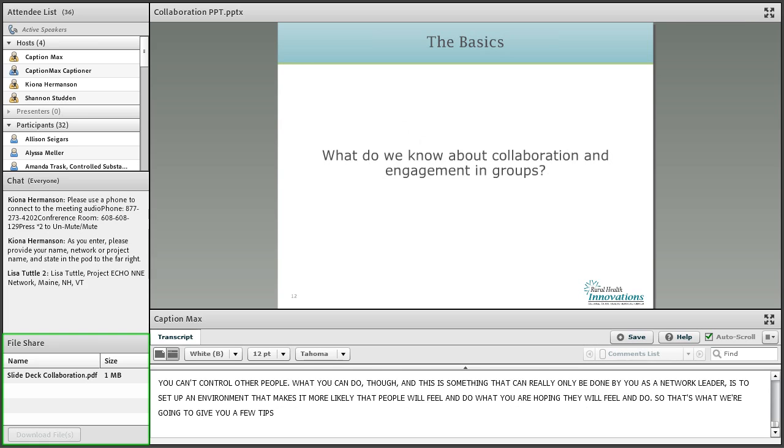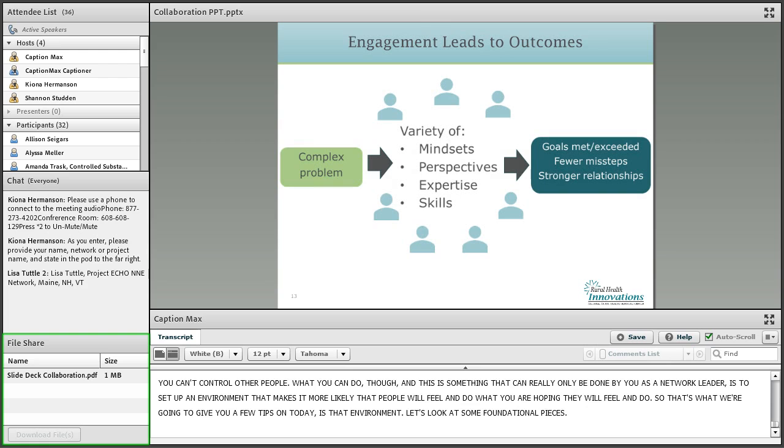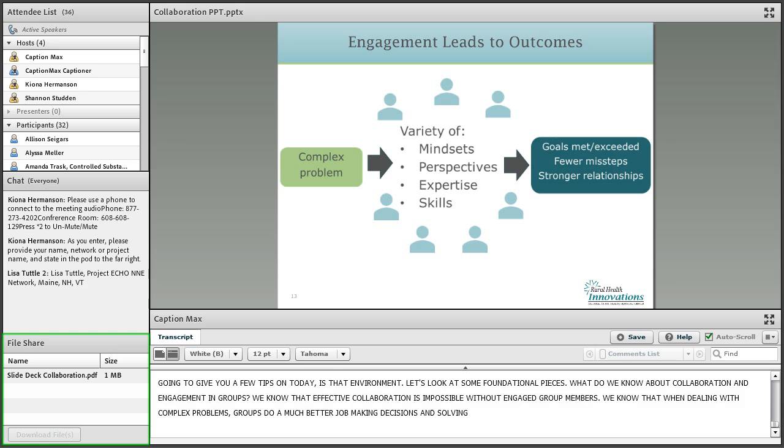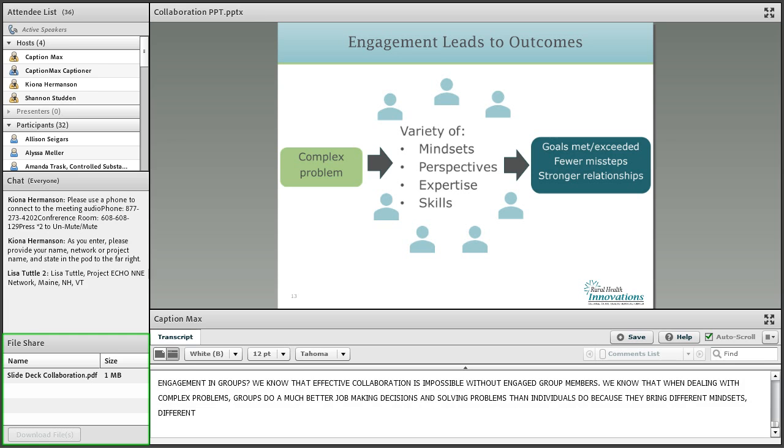We're going to go over some strategies today for influencing people outside of a formal leadership relationship. But it's important to note that when you're dealing with people, things are never very straightforward, even if we are talking about a formal leadership role. If you've been on this earth for any length of time, you've learned that you can't control other people. What you can do, though, and this is something that can really only be done by you as a network leader, is to set up an environment that makes it more likely that people will feel and do what you're hoping they'll feel and do. So that's what we're going to give you a few tips on today, is that environment.